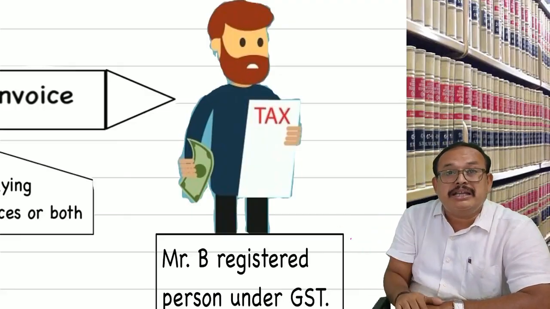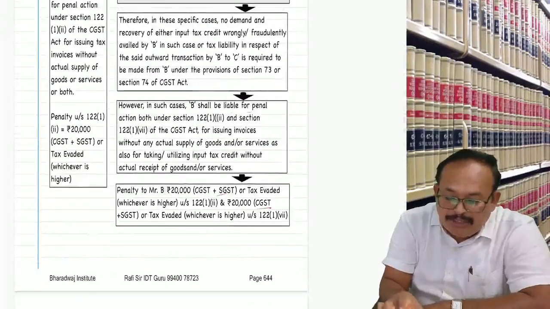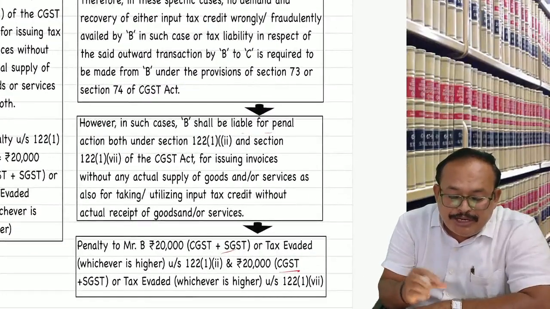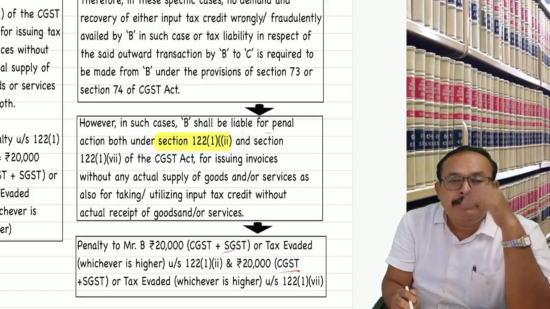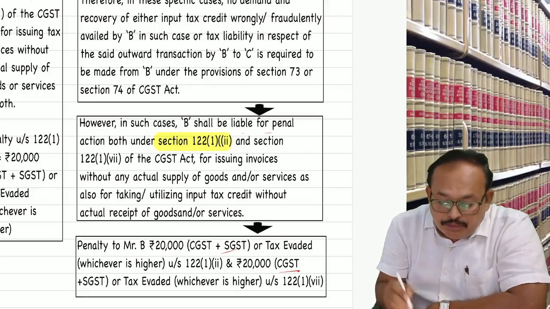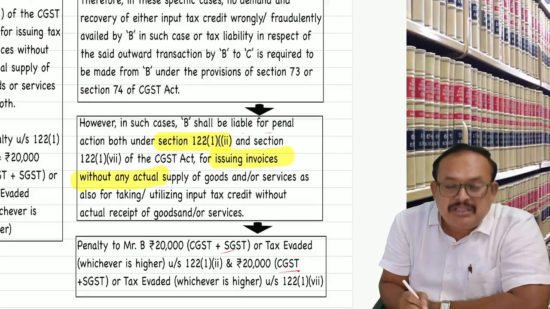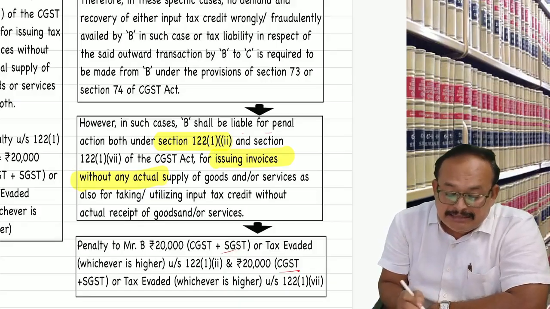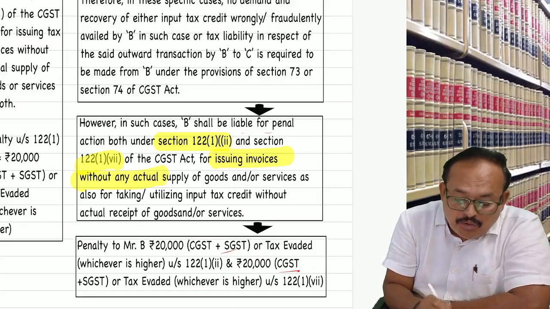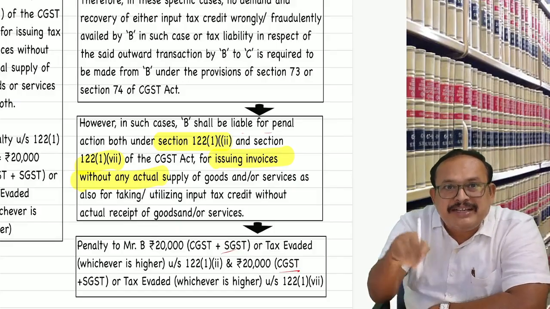So totally there are two offences in the hands of B. Those two offences are quantified under section 122 subsection 1 clause 2. One offence, what is the offence? 122 is nothing but, see here, issuing the invoice without actual supply of goods, plus section 122 clause 7, availing ITC on a fake document.